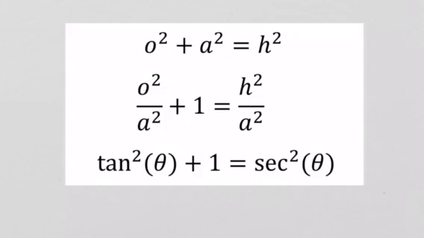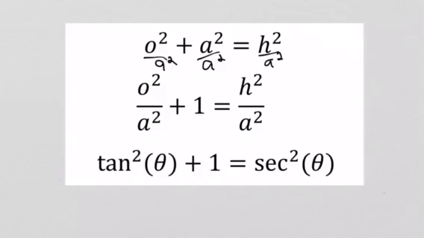So if we divide everything by A squared, that's going to give us O squared over A squared plus 1 equals h squared over A squared. But O over A is just tangent, that's TOA. And then h over A is secant, as we covered in Unit 7, right? It's the reciprocal of cosine. So we have tangent squared plus 1 equals secant squared. This is another Pythagorean trig identity. Anytime we see secant squared, we can replace it with tangent squared plus 1. We can use this to manipulate algebraically.